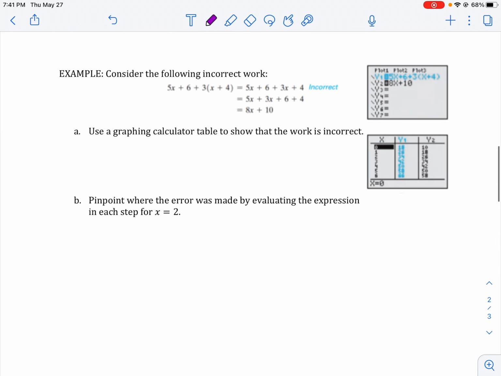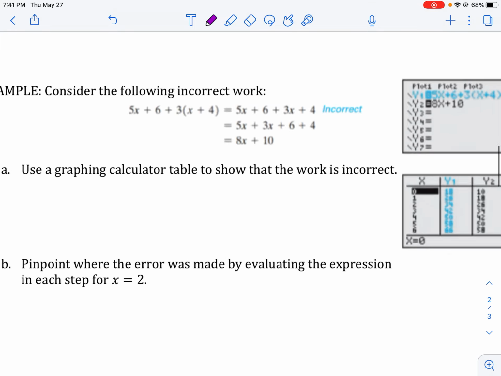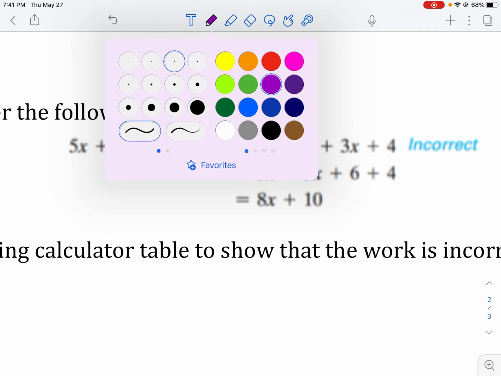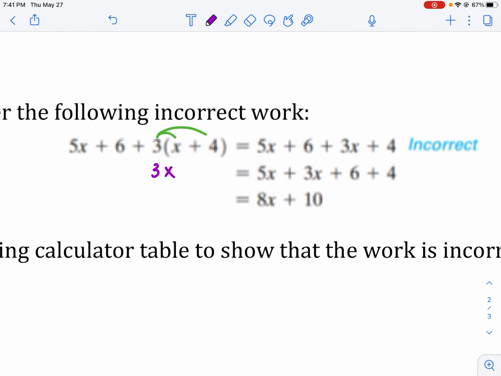For example, we're going to be finding an error. Okay, so we want to consider the following incorrect work. And so we could even track to see where did they make their mistake. Because if I were to go to simplify this, I know I need to distribute that 3. So I would get 3x plus 3 times 4, which is 12.